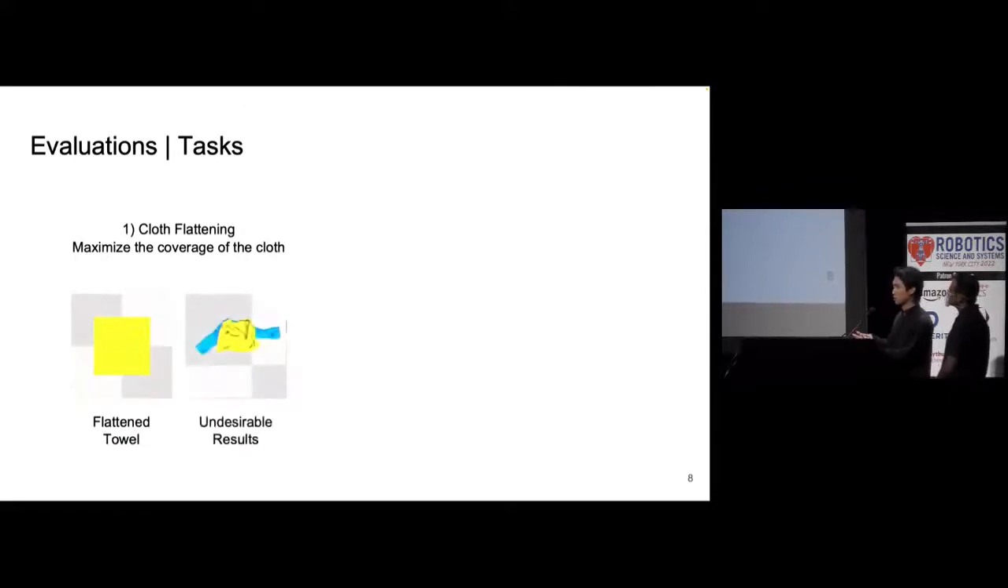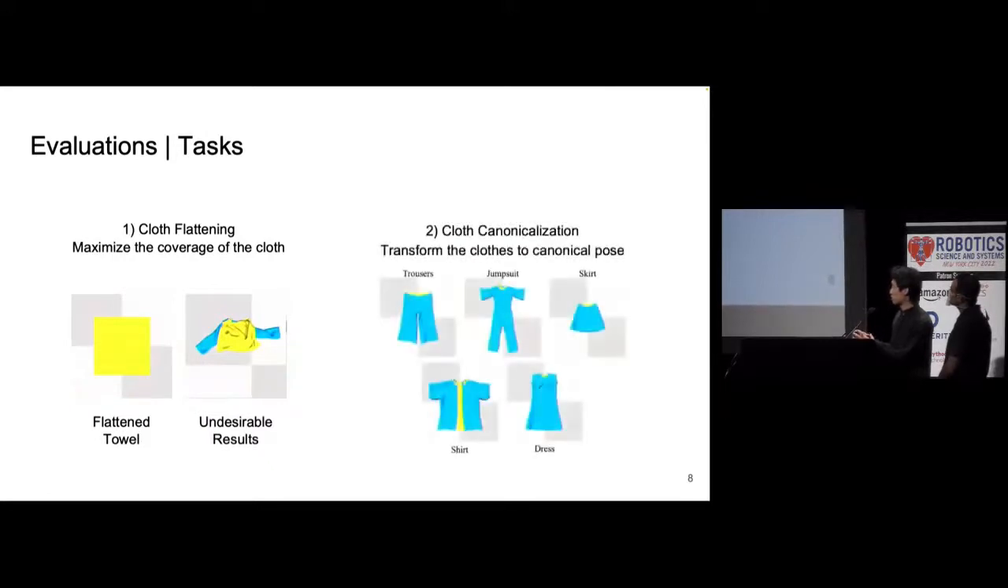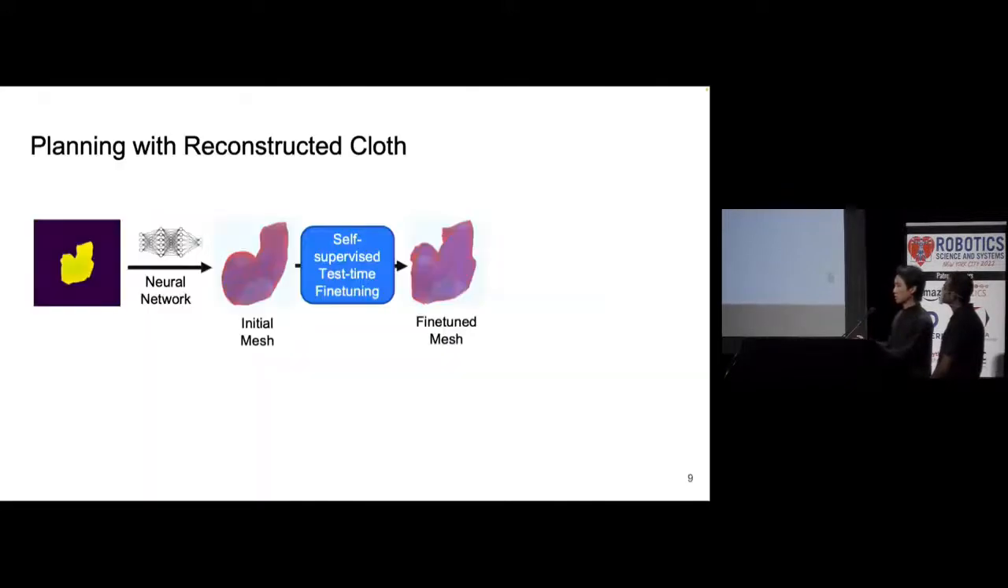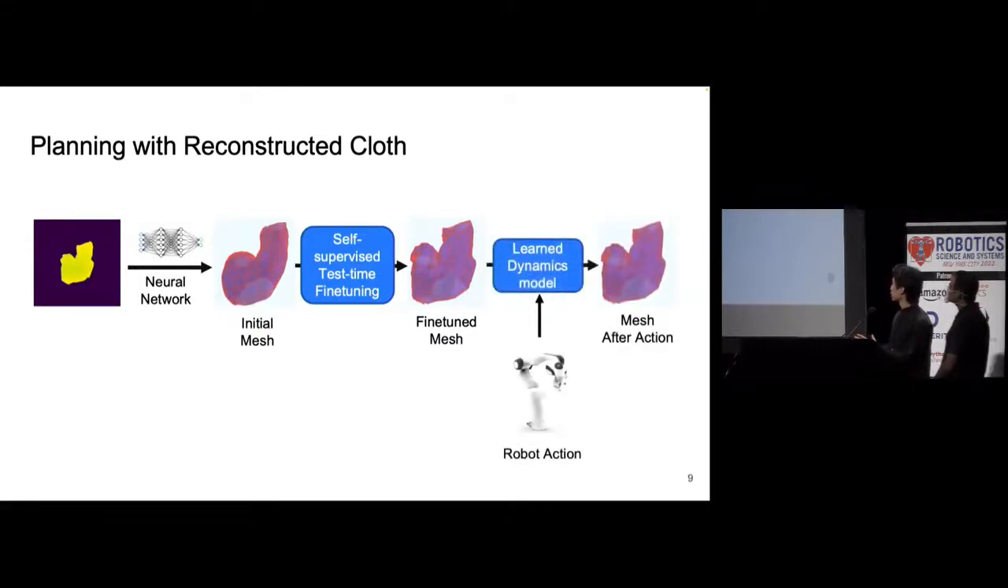We evaluate our method on two cloth manipulation tasks in simulation. The first one is cloth flattening, whose goal is to maximize the coverage of a crumpled cloth. Although this objective works well for cloths with simple structure such as towels, it creates undesirable results for cloths with more complex structure, such as shirts with openings. Therefore, we propose a new task called cloth canonicalization, whose goal is to transform a crumpled cloth to a predefined canonical pose. To conduct cloth manipulation, we put our perception model into a model-based framework that plans on the predicted mesh with a learned graph dynamics model, which can generalize to multiple tasks and different types of clothing.